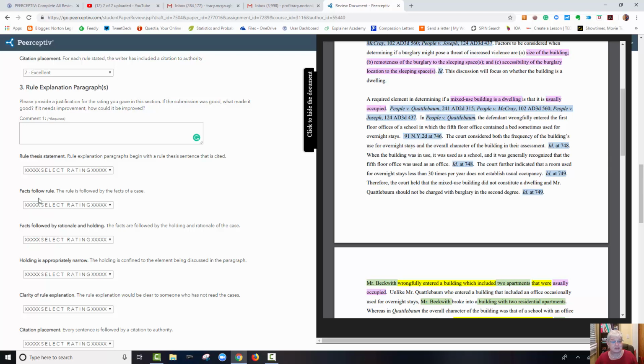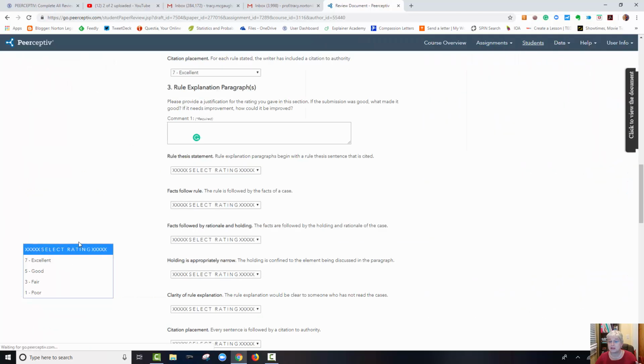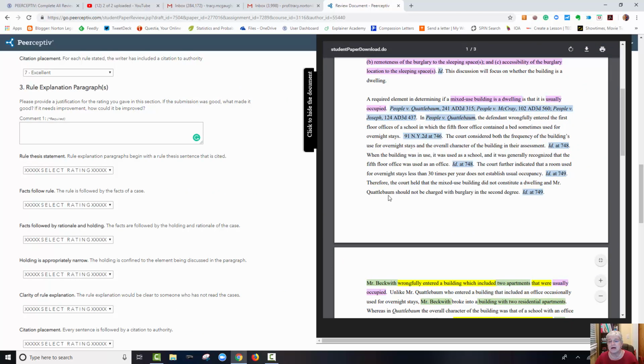That's the next thing that should be in the explanation, that the facts follow the rule. The court considered both the frequency of the building's use for overnight stays and the overall character of the building in their assessment. So now we're getting into the rationale and the holding. The rationale and the holding.